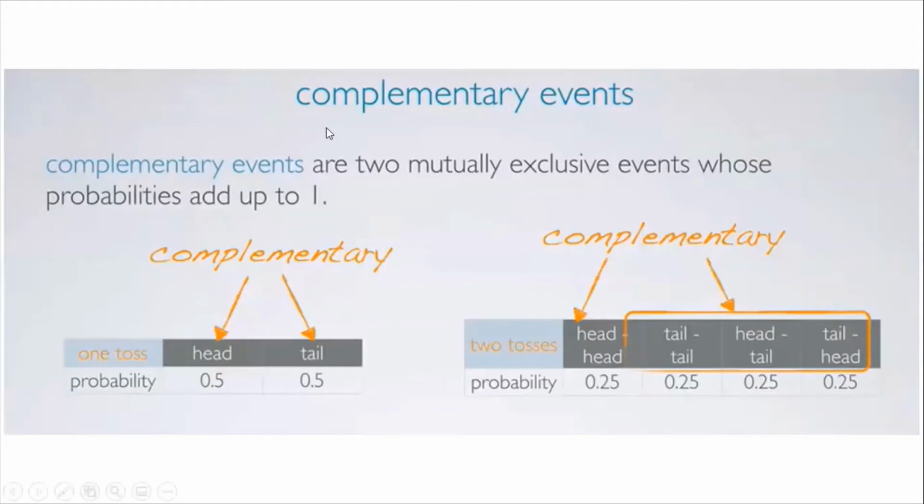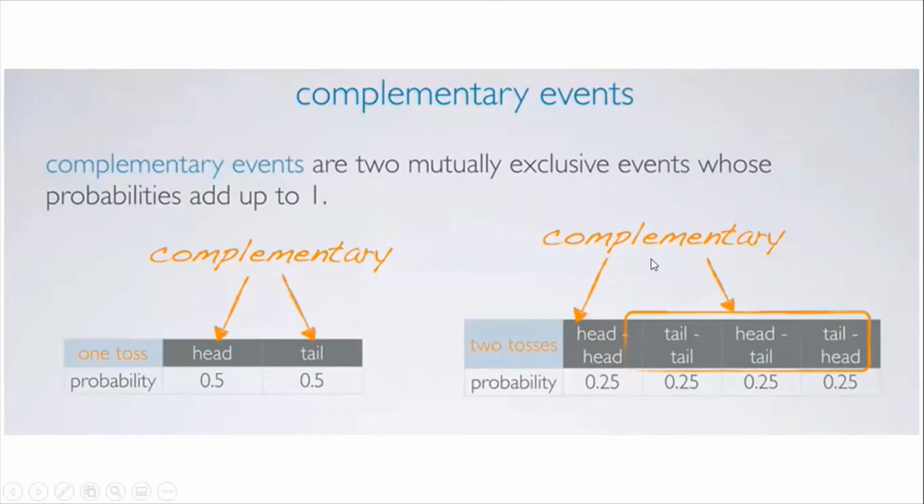And then next, we're going to talk about complementary events. Complementary events are two mutually exclusive events, so they are opposite events. If we sum these probabilities, they should add up to 1. In our case, the complement of head is tail, and the complement of tail is head. So if we sum these probabilities, it should add up to 1.